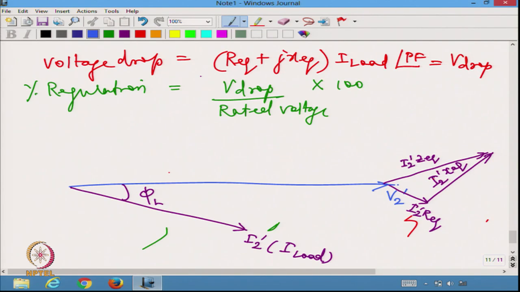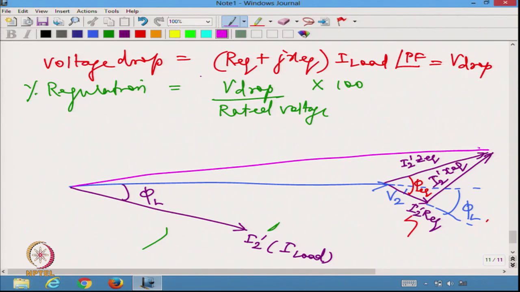If I extend this, please note that this angle is the same as phi L, whereas this entire angle I am going to call the inherent impedance angle of the transformer, which is phi equivalent. Now, when I add this I2 dash Z equivalent to V2, I will get the overall voltage, which is V1. Of course, I have drawn the whole thing in an exaggerated fashion. Now, V1 minus V2 dash will be equal to I2 dash Z equivalent. So, this is the voltage drop.